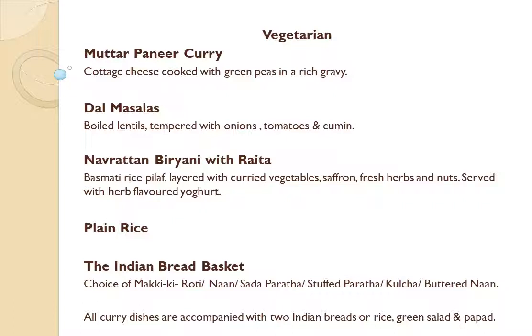Next is biryani. We know the basic accompaniments of biryani. The biryani generally goes very well with raita, and some of the Indian breads are there, and at the last it has been written, all curry dishes are accompanied with two Indian breads or rice along with green salads and papads.